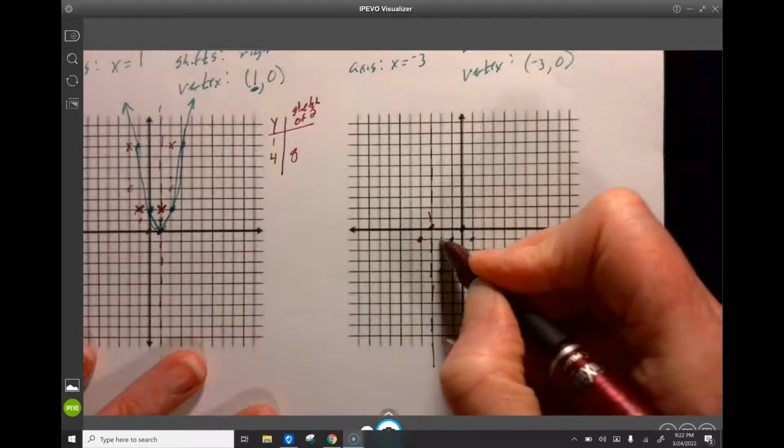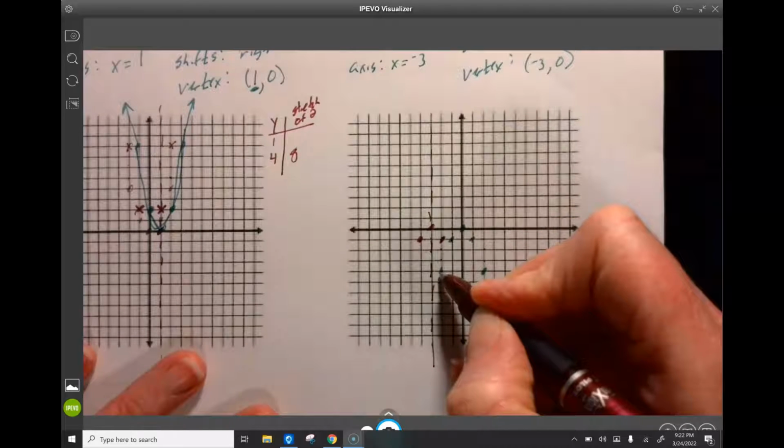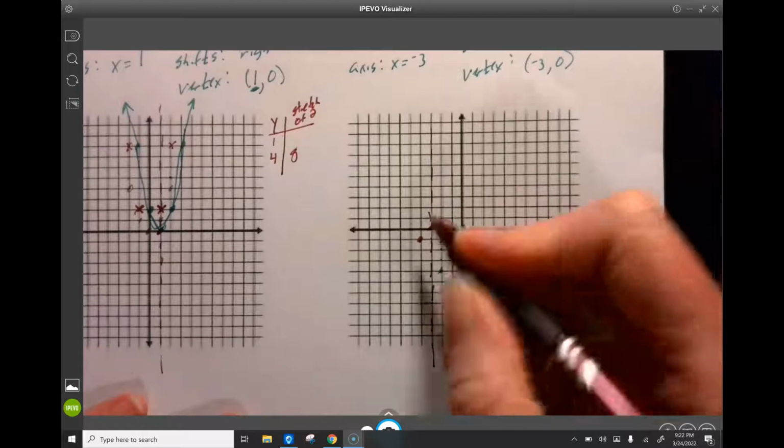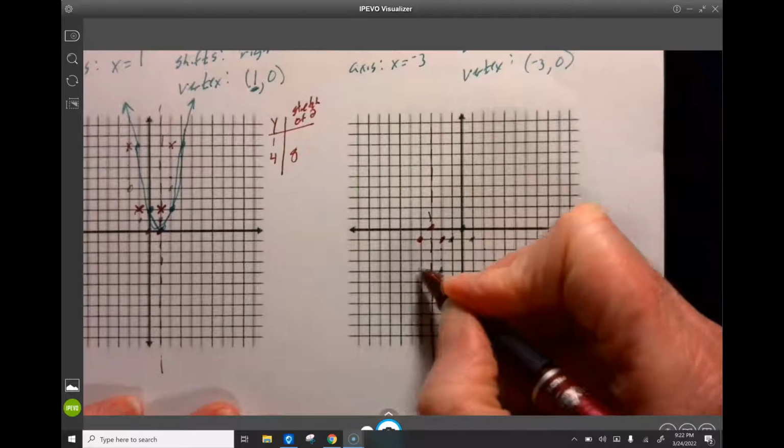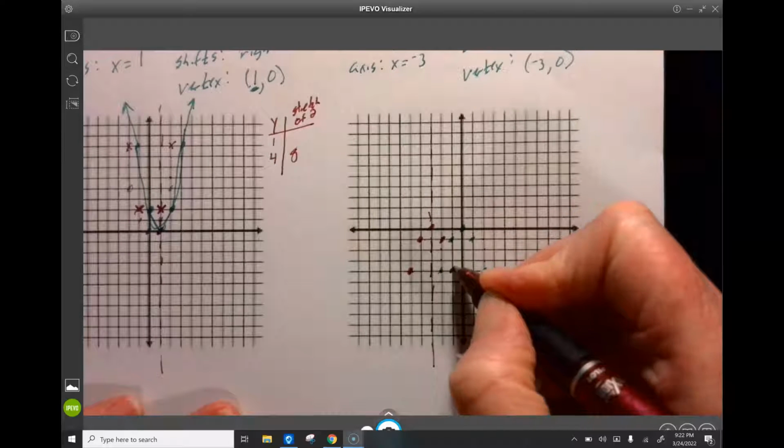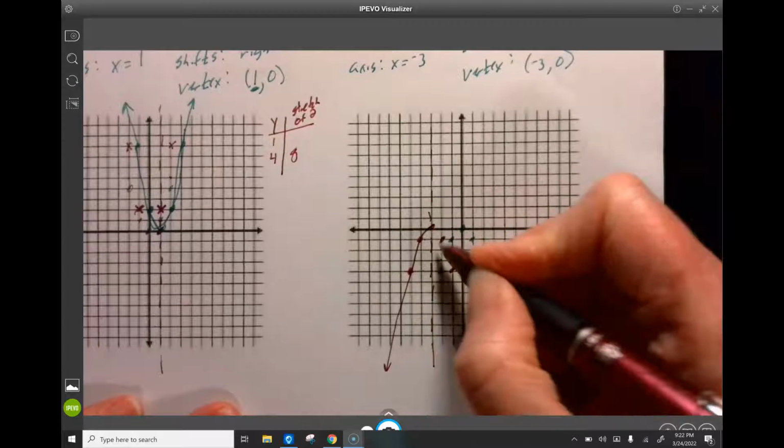So if I have 1 there, I'm going to have 1 there. I'm going to move 1. I'm going to just move 3 of my points and then just shift them. So now I shift 1, 2, 3, and I'm going to do my axis of symmetry. 2 away here, so 2 away there. There's my graph.